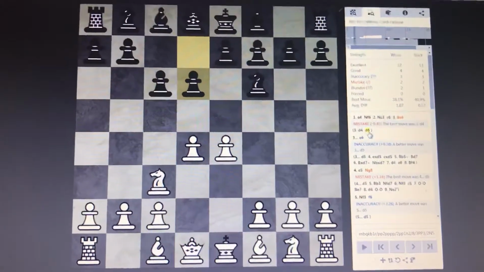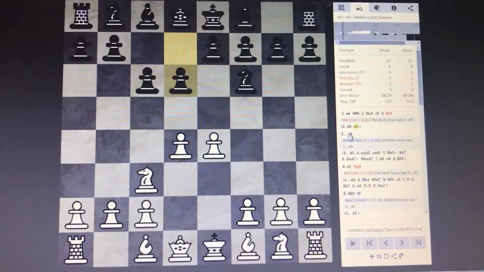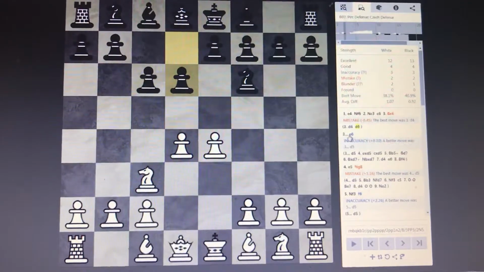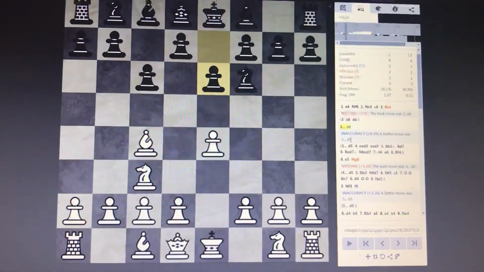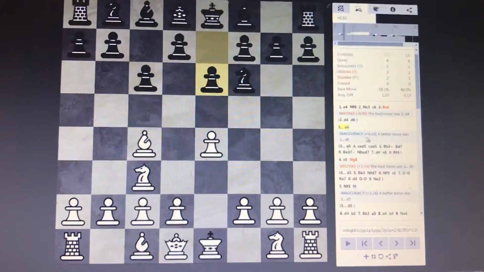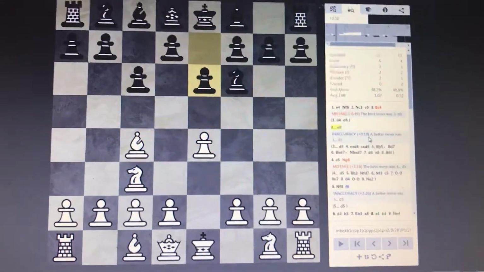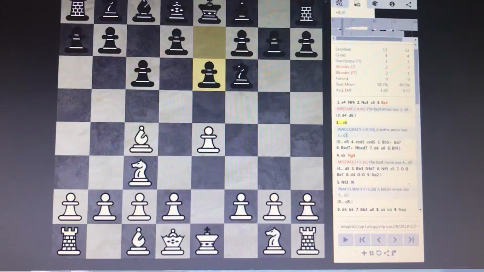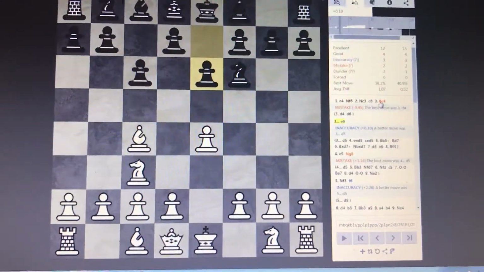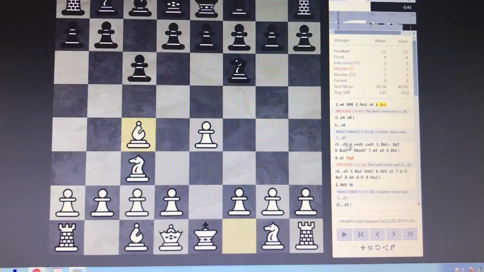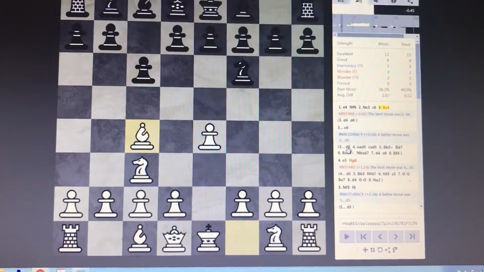And then it says inaccuracy. So if I click E6, that was my response. And I guess it was a good response, but it was inaccurate. So I could have had a better response. A better move was D5. So it takes you, says, hey, instead of when he went here, you should have done this, D5.